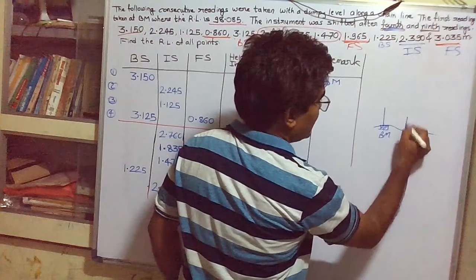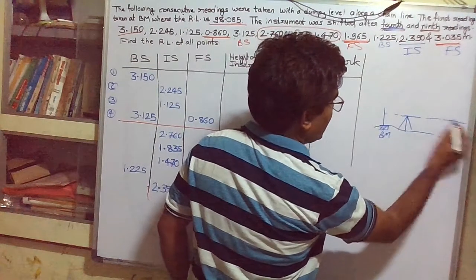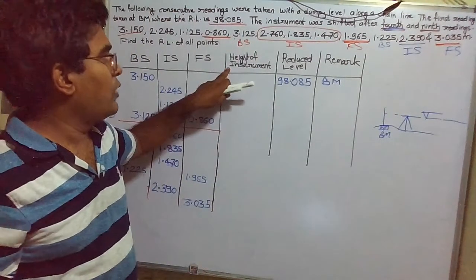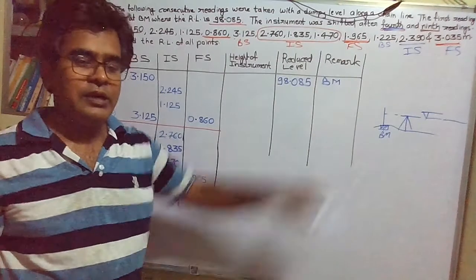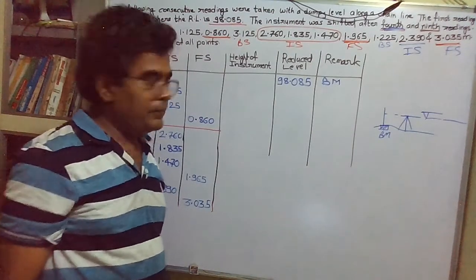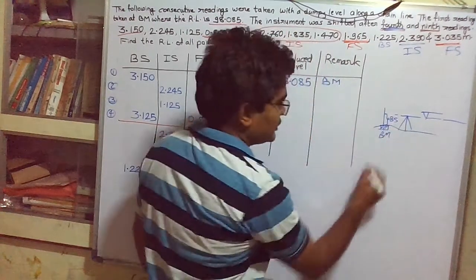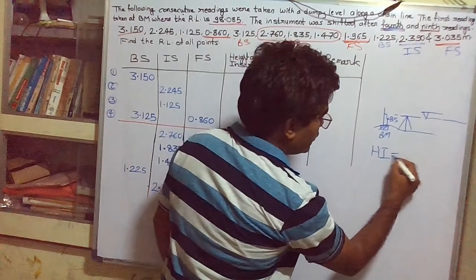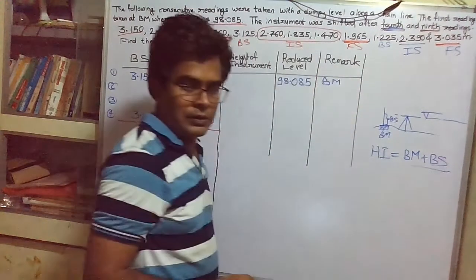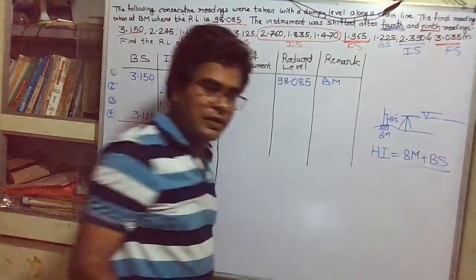In the last lecture we have seen that this is the benchmark, and there is an instrument, and this is the line of collimation, and we have to determine its height, that is the RL of the line of collimation, that is HI. How do we calculate it? By adding the staff reading, that is the backside reading. HI is equal to benchmark plus backside, that is we are going to find out the RL of this. I have explained it in detail in the previous lecture.